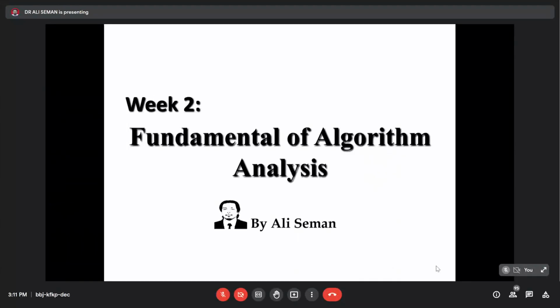Of algorithm analysis. After we understand the definition of an algorithm, some issues related to algorithms, and also the overall perspective of algorithms, now we are going to discuss the fundamentals of algorithm analysis. Meaning we go specific to algorithm analysis, the first component. As I mentioned, we have two main components. The first is analysis, the second is design. Now we go to the fundamentals of algorithm analysis so that you can have some background of the analysis.